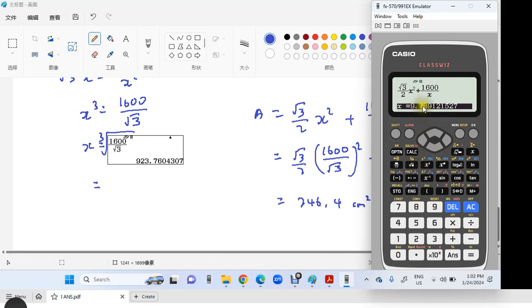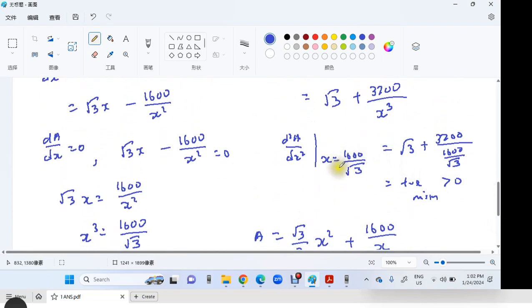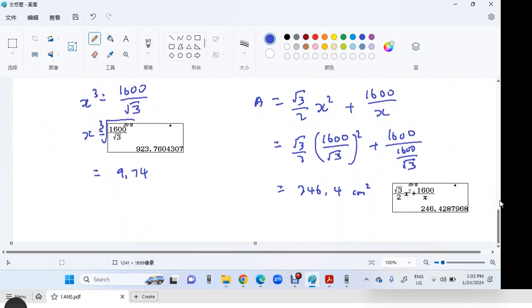So just now this one is actually calculated as 9.74. So the second derivative is 9.74, which is positive, greater than 0, so a minimum. The answer provided in the book is 246. So my answer is correct.